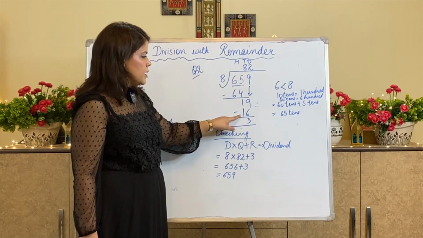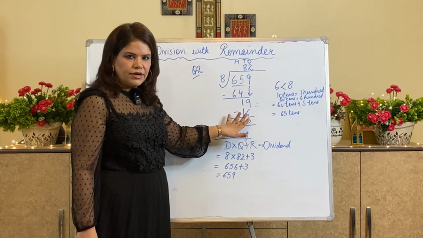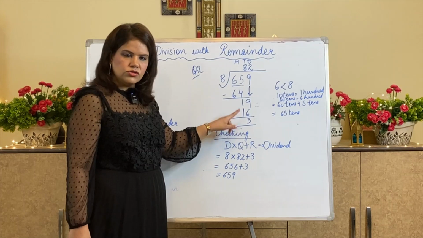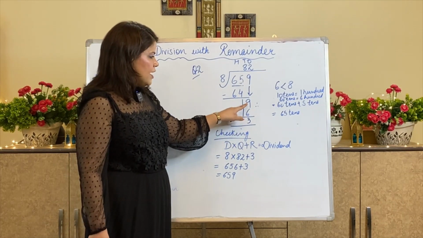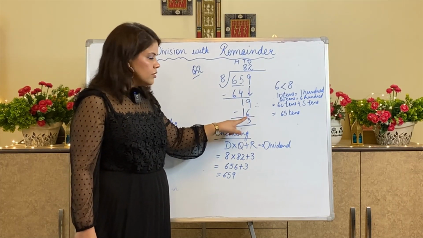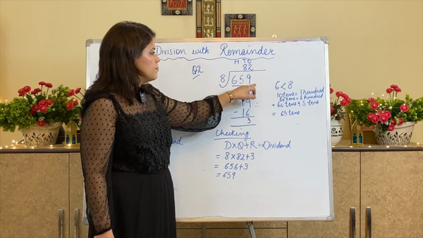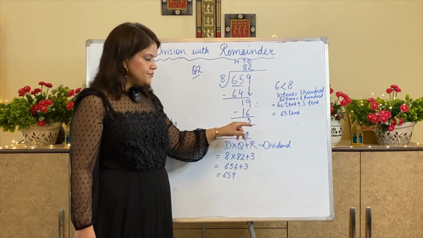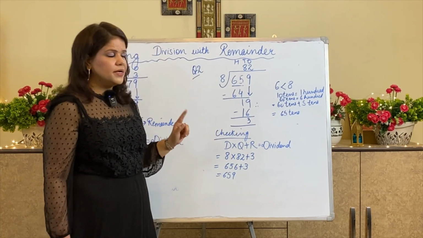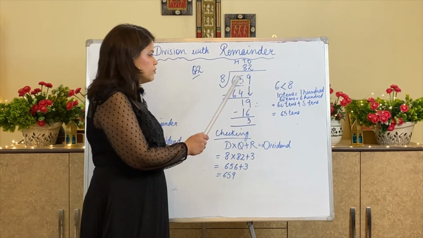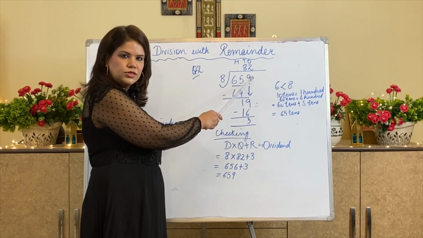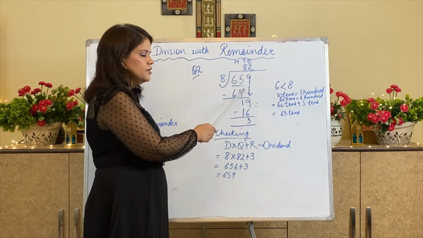Now you can see 1 minus 1 is 0. I have not written anything. You can do whatever. You can write 0, you can write a cross, or you can leave it as it is. 9 minus 6, we have got 3. Now there is no number to be divided further. So we will leave it here only. Now what is my remainder? Remainder is 3. What was my divisor? 8 was my divisor. What is my quotient? 82 is my quotient.